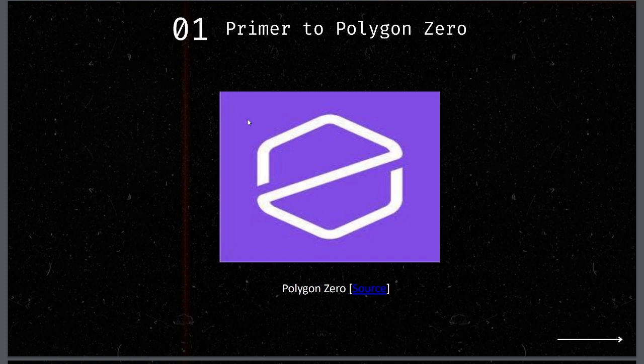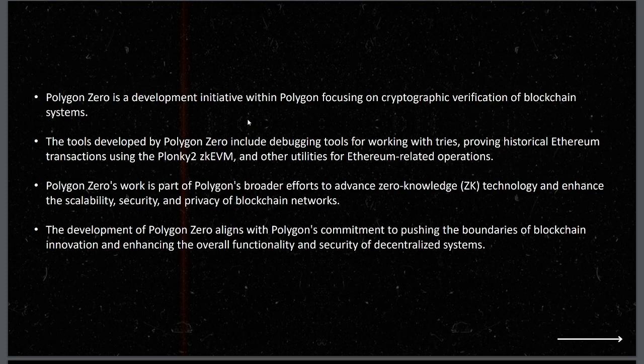All right, so let's begin with a primer to Polygon Zero. Polygon Zero is a development initiative within Polygon focusing on cryptographic verification of blockchain systems. Now, when we talk about Polygon Zero, it's basically an initiative or a product by Polygon. Polygon is a layer 2 blockchain solution facilitating faster transactions, works on the layer 1 Ethereum blockchain. And what we are trying to do here is understand how Polygon Zero came into reality and how it facilitates zero knowledge proofs. Right? So, zero knowledge proofs, again, it's a very interesting concept.